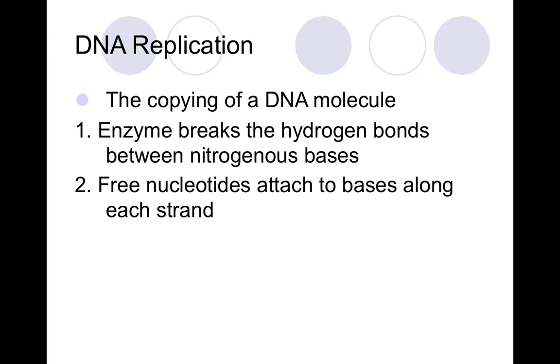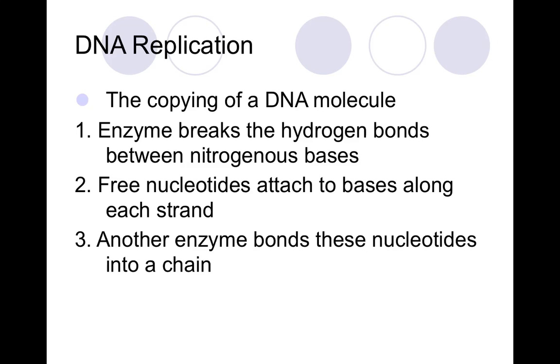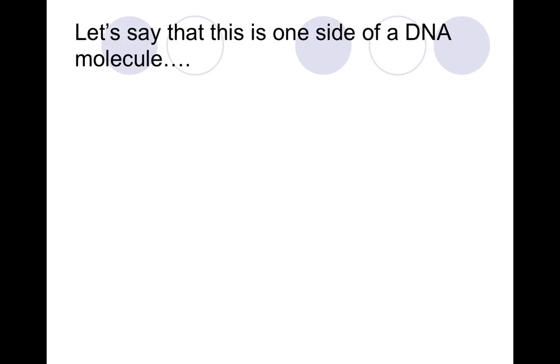So as we unzip, each part that is a single strand now becomes a template for a new double strand of DNA. And nucleotides come to match back up, A with T and T with A, C with G, G with C. Then another enzyme is going to bond those nucleotides into a chain. So essentially what I've done is I've unzipped my DNA, put new nucleotides on each template that was made, and now I have two new copies of my DNA, identical to what I started off with.